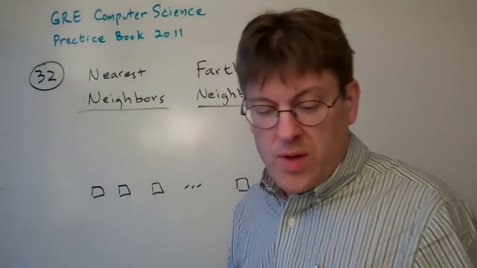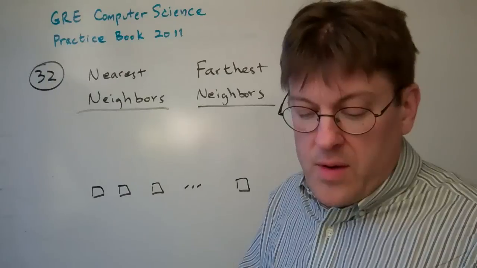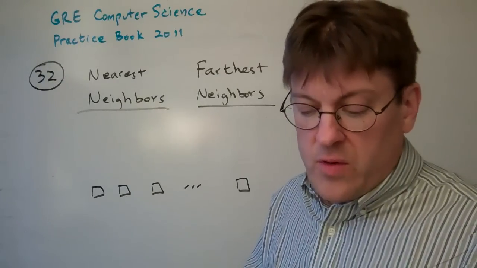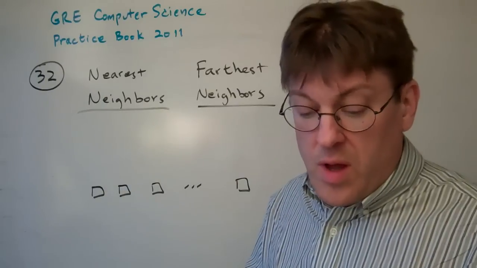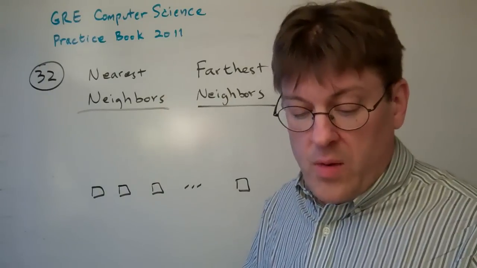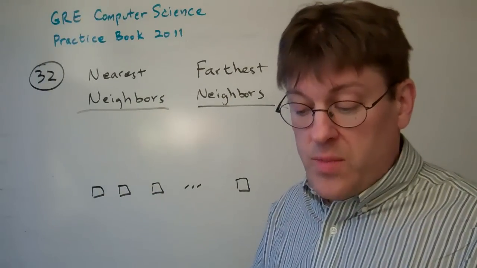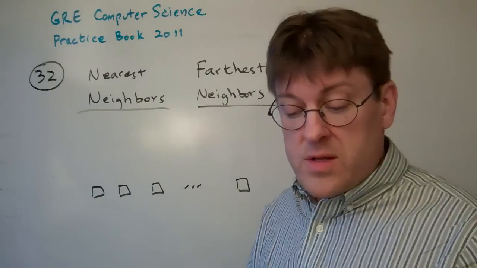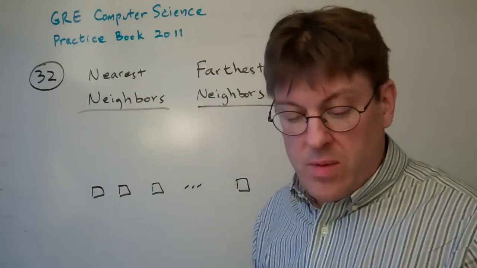Question 32. Consider the following two problems. 1. Nearest neighbors. Given an unsorted array of n floating point numbers as input, return 2 of the numbers that are closest in value to each other. And question 2. Farthest neighbors. Given an unsorted array of n floating point numbers as input, return the two numbers that are farthest in value from each other. So nearest neighbors and farthest neighbors.